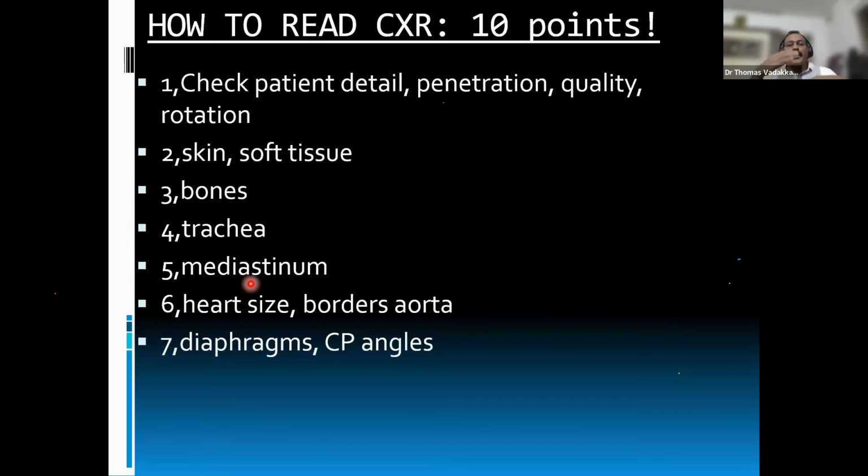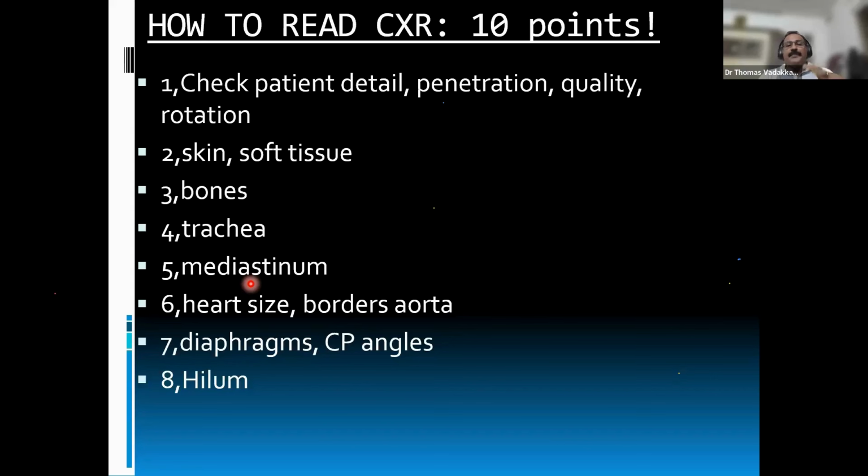Sometimes you might get air under the diaphragm, especially when there is intestinal perforation or post laparoscopy, laparotomy, you might get air under the diaphragm. So these things are very important. Sometimes you might get an air-fluid level below the diaphragm, especially in a necrotizing liver abscess as well.